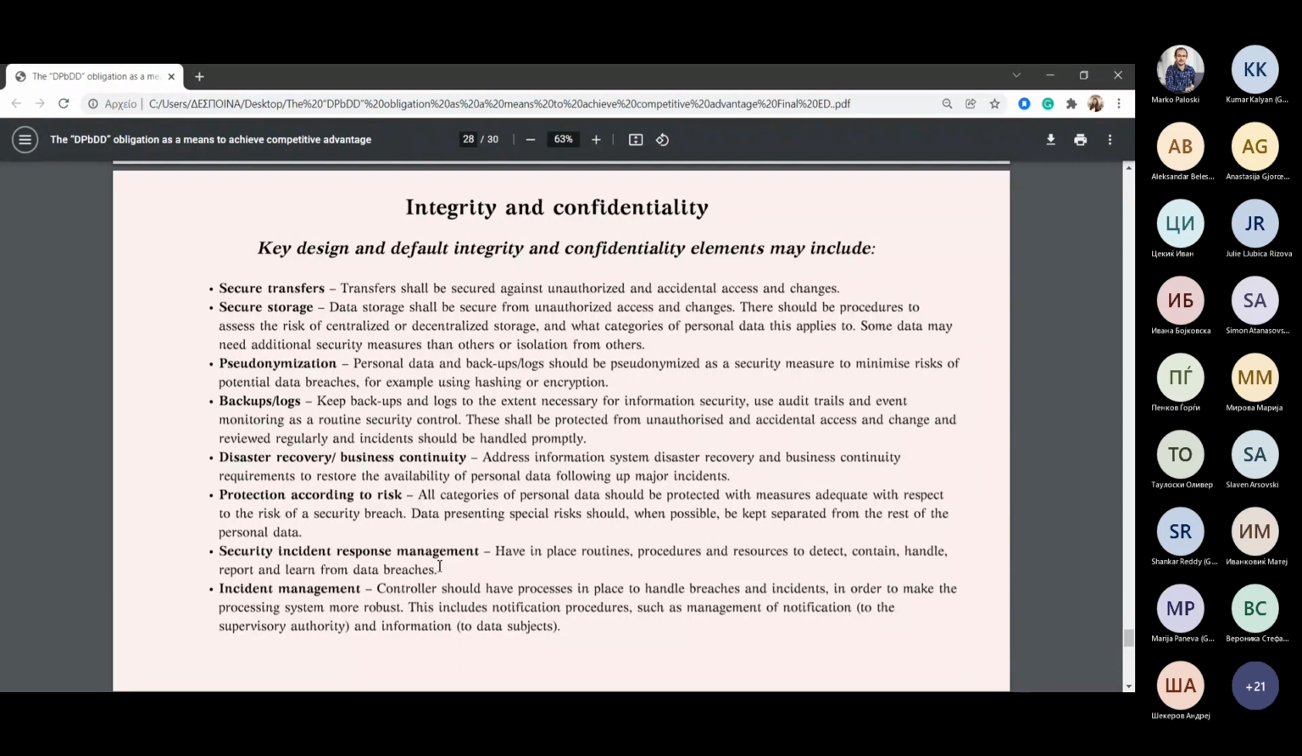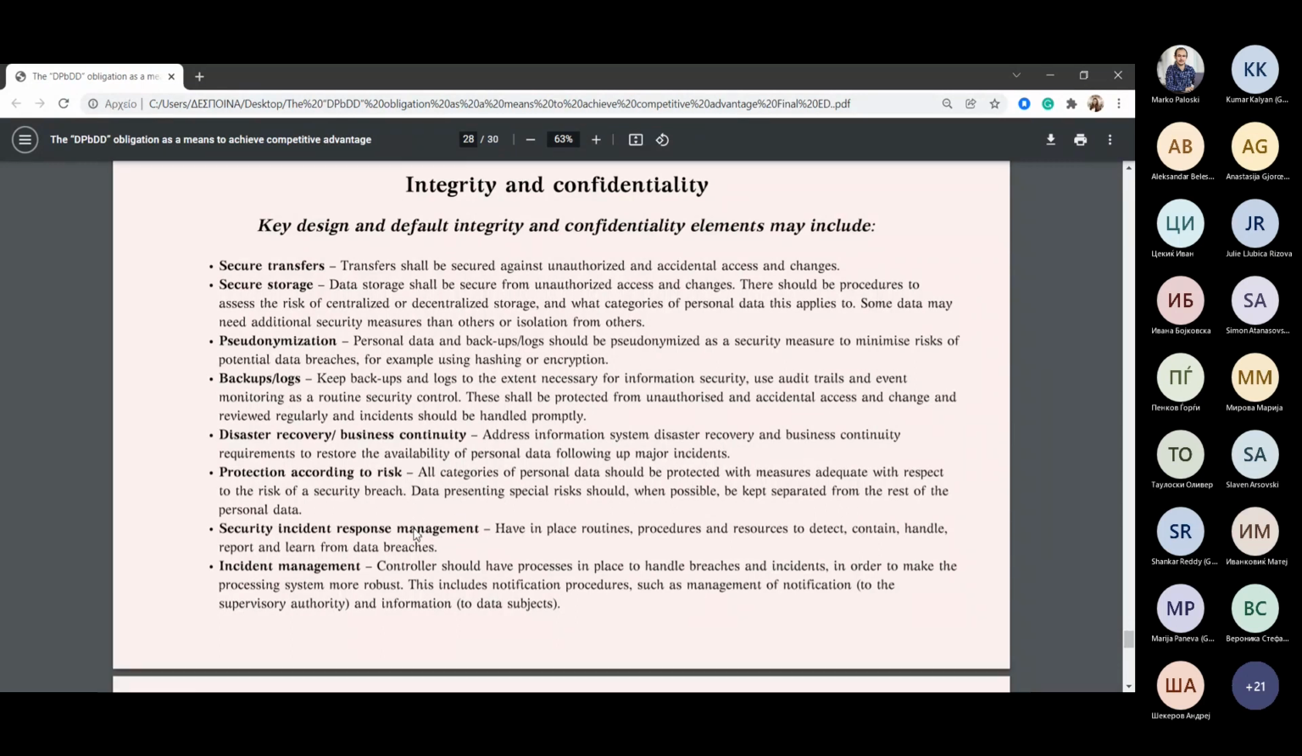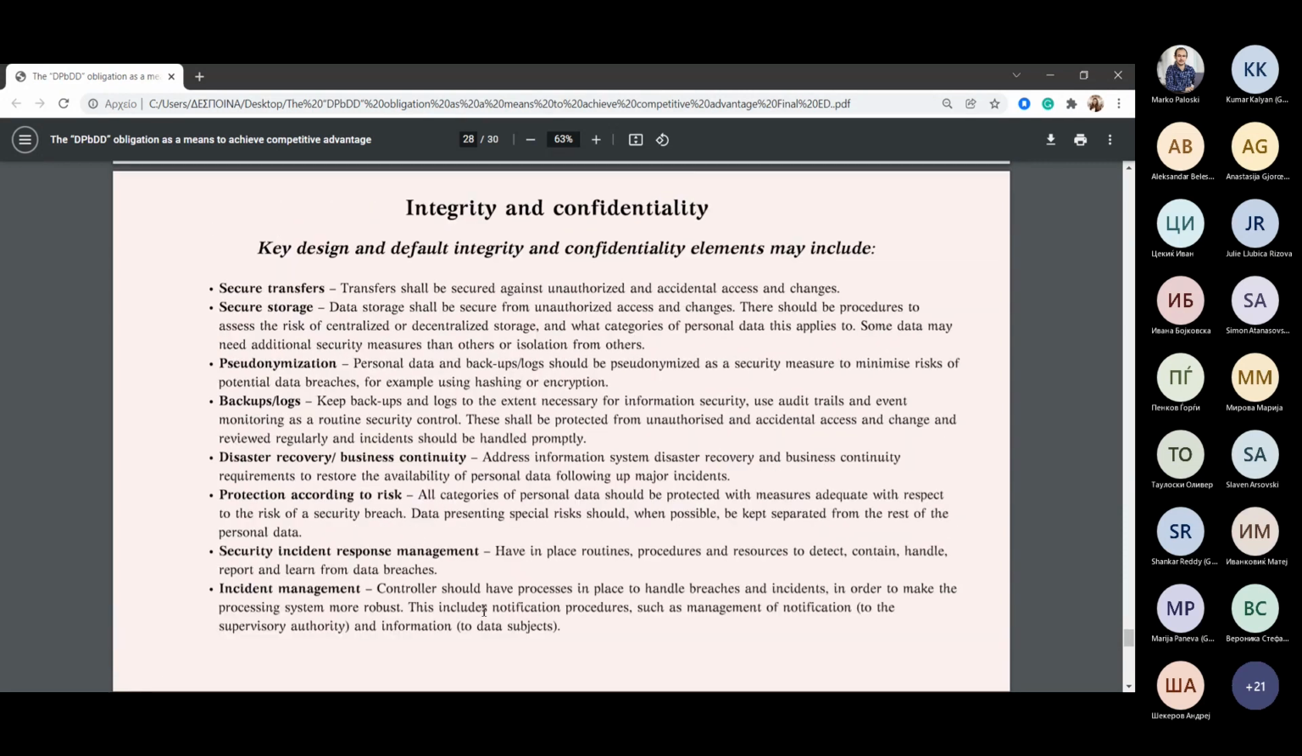Security incident response management and incident management. That means that the controller is always in a position to handle breaches and incidents, and that includes notification procedures and informing the data subjects. And here we have an example.